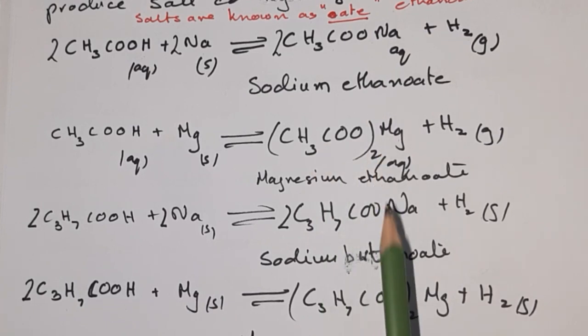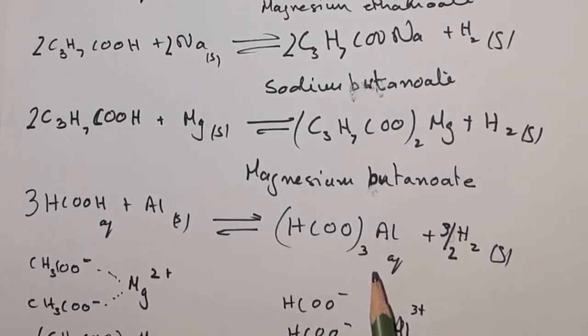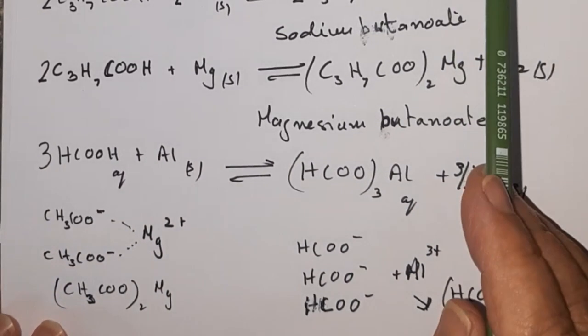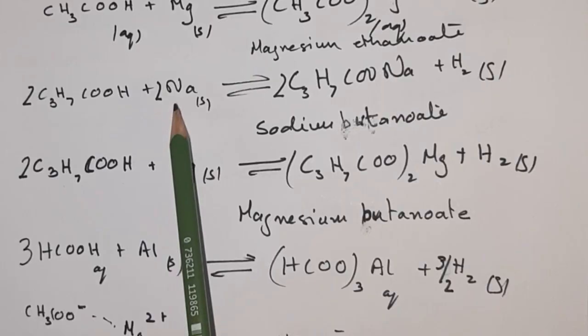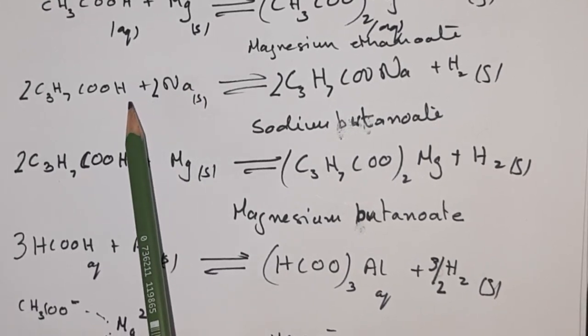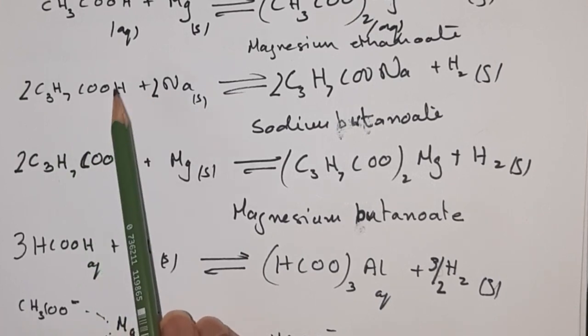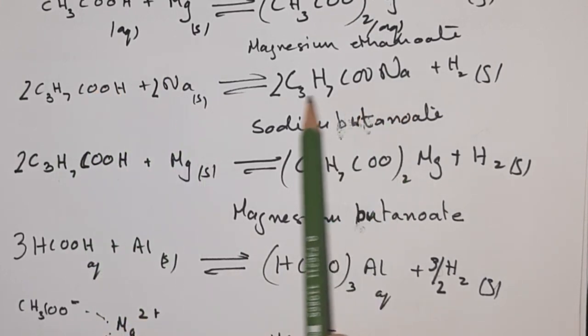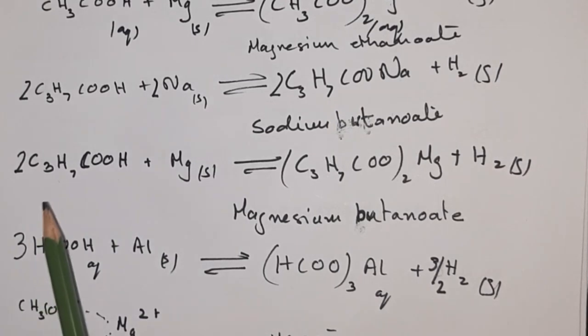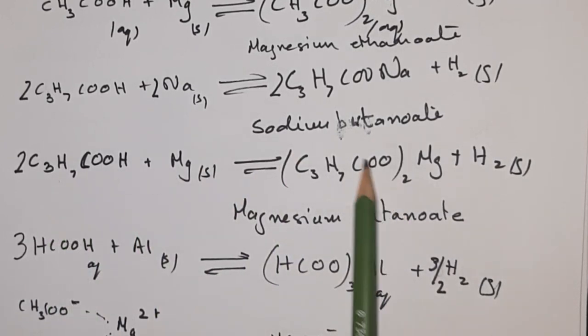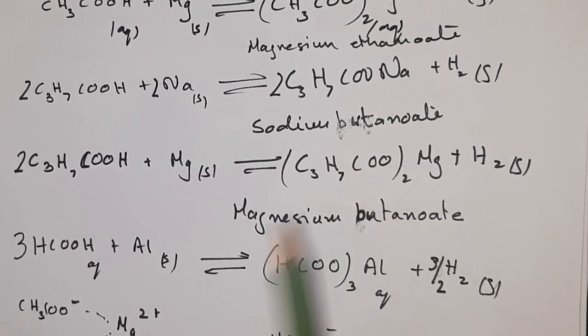Here I have written 2 and then 2 and then 3. It is because we need to balance the valencies of the metals. Sodium has positive 1 valency, so this forms C3H7COO minus 1. Therefore there is going to be 1 sodium ion and 1 butanoate ion. Here magnesium has 2 positive, so in order to balance 2 positive, we need 2 of the butanoate ions.